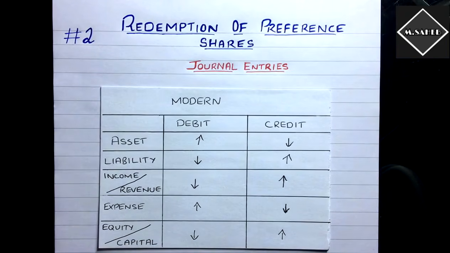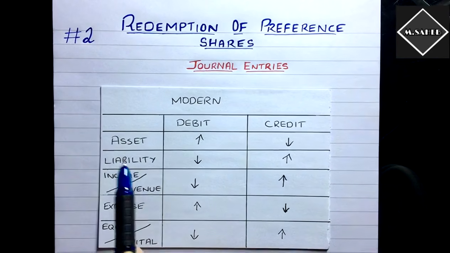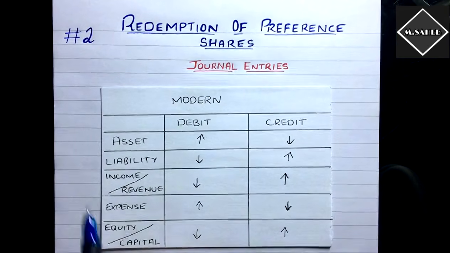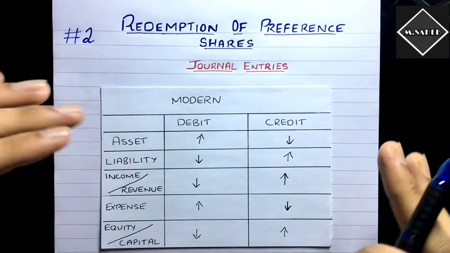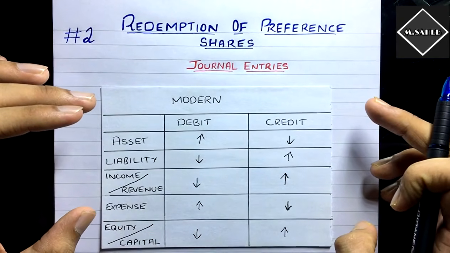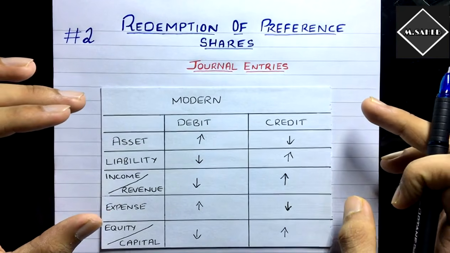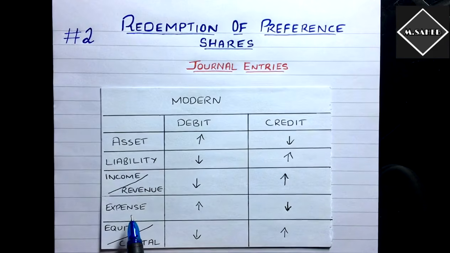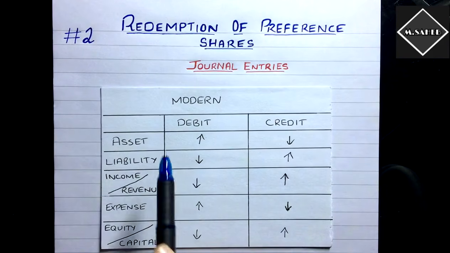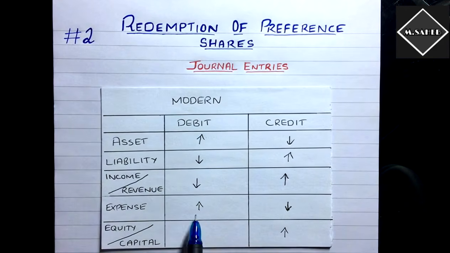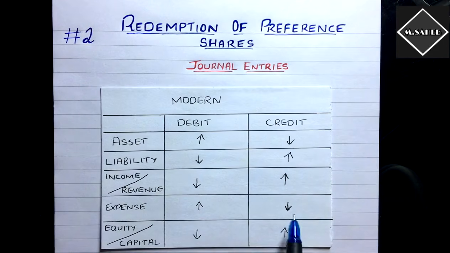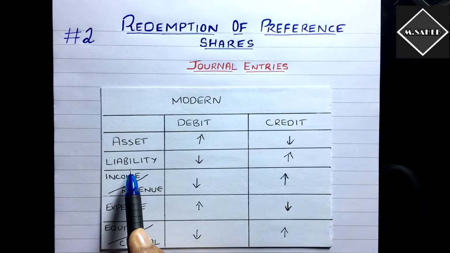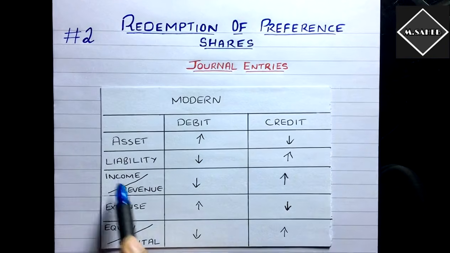This is very simple. The rules of asset and liability are exactly opposite. There are two groups here: the asset group and the liability group. In the asset group there is asset and expense, and the rule of asset and expense is the same. If asset increases, debit. If expense increases, debit. If asset decreases, you credit. If expense decreases, you credit. In the liability group there is liability, income, and equity or capital. Equity slash capital, income slash revenue, the same thing.